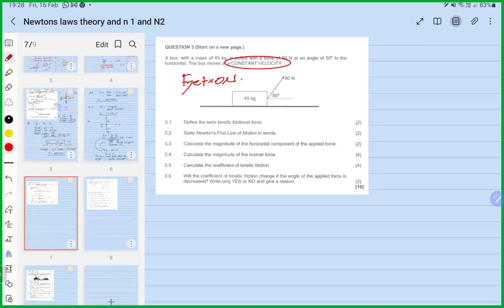Define kinetic frictional force. I'm pretty bad with these definitions. Please, boys and girls, make sure that you learn the definitions. The grade 12s, it was already given to you. The grade 11s, I'll put up a whole set of definitions for Newton's laws towards the end of the section. State Newton's first law of motion. Two definitions here. An object will continue in its state of rest or uniform motion in a straight line unless acted upon by a net or resultant force. Very kind examiner.